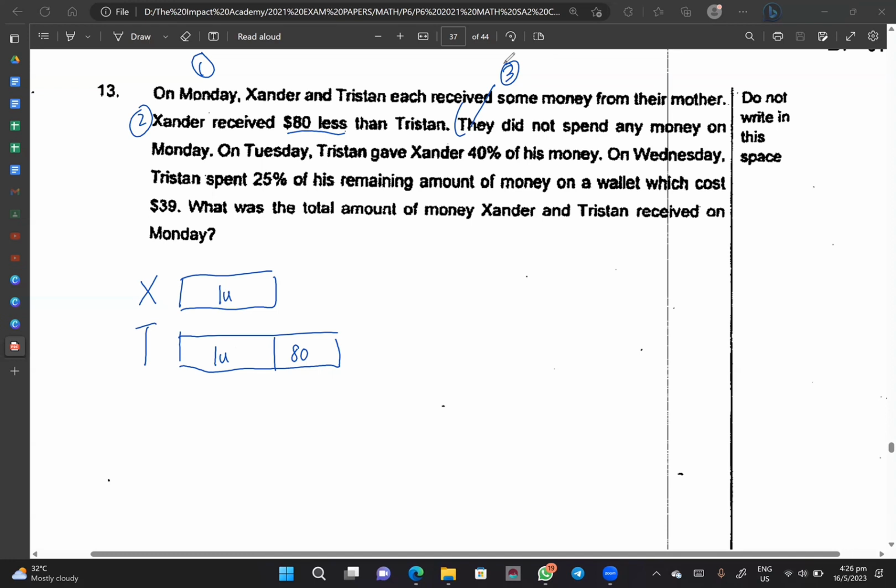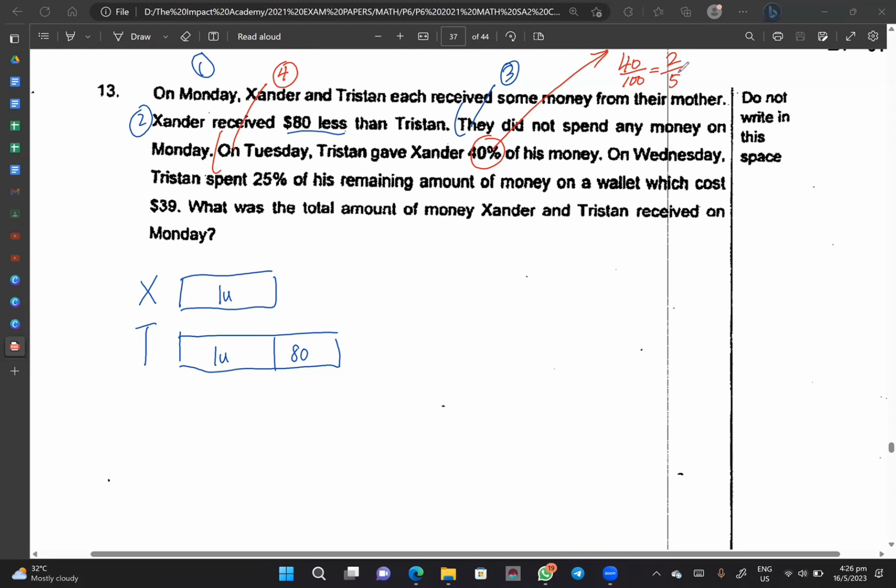They did not spend any money on Monday. All right. They did not, let me say that again. They did not spend any money on Monday. There's nothing I need to do for sentence number three. So therefore I move on to sentence number four. On Tuesday, Tristan gave Xander 40% of his money. Now 40% over 100 is actually also what? 2 over 5. Can you see that?